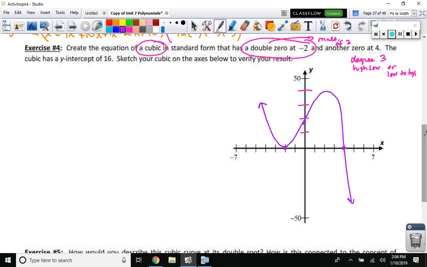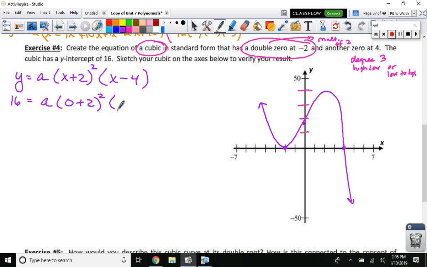Alright, so now how do we find the equation? So y equals a, right, so I don't know what that value is, times what? X plus 2, squared, or x plus 2 twice. And then what? X minus 4. Alright, how are we gonna find a? Plug in what? 0, 16, right? Your y-intercept. Which makes this a lot easier to figure out, right?